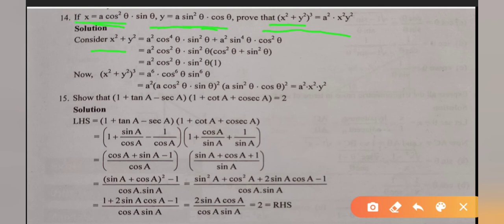X square means a square cos to the power of 4 theta into sin square theta, because x is a cos square theta sin theta. Its square means a becomes a square, cos square is 2 already there, it becomes power 4, sin theta is 1, it becomes 2, that is sin square theta. Similarly, y square means again here a square sin to the power of 4 theta into cos square theta, right? Now, a square cos square theta sin square theta, take common here.